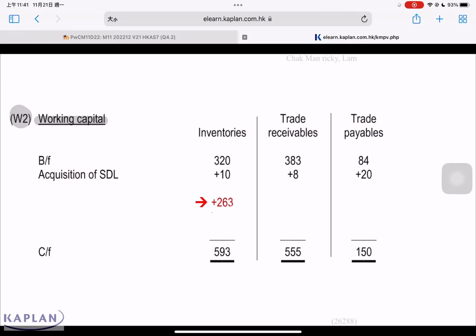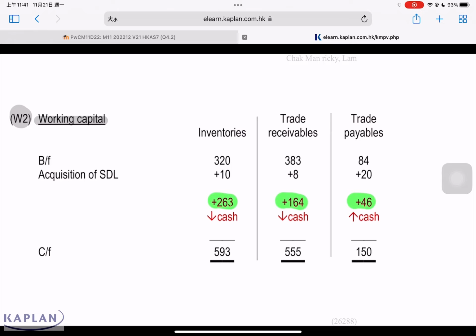When the inventory is higher, the cash will be lower. 383 plus 8 minus 555, 164. When the receivable is higher, cash is lower. 84 plus 20 minus 150. Trade payable also increased by 46. This is reduced in cash. This is reduced in cash. This is increased in cash.